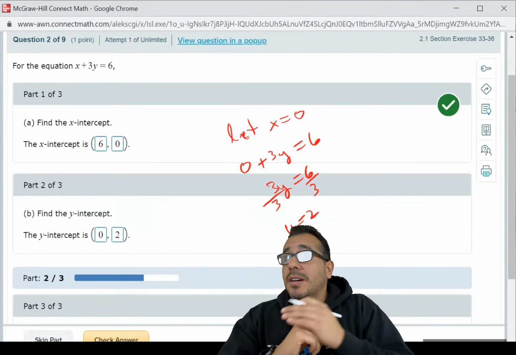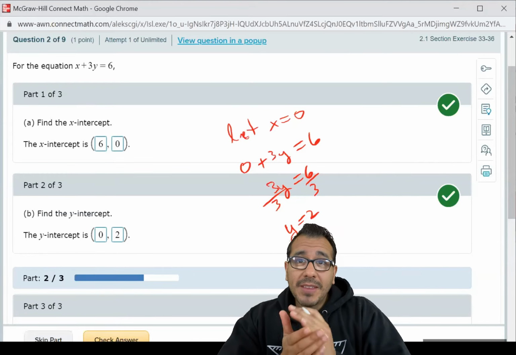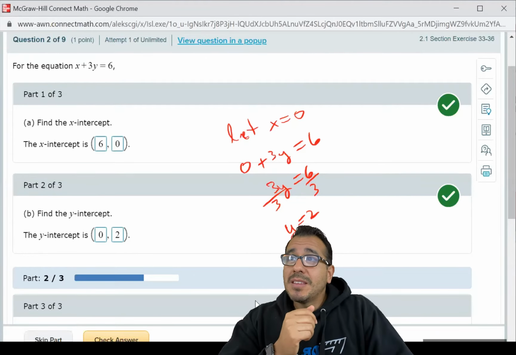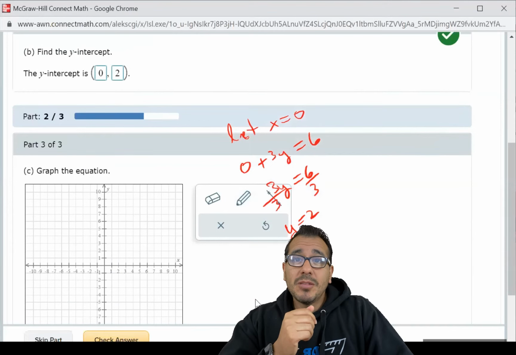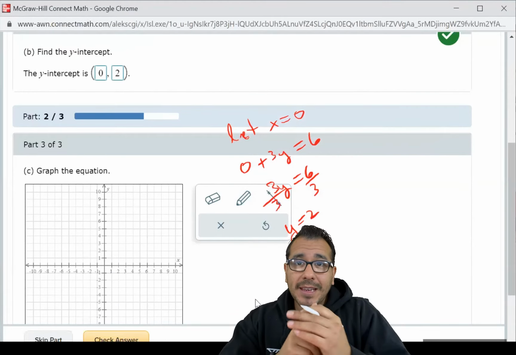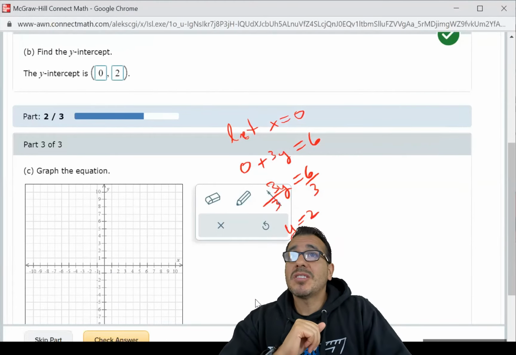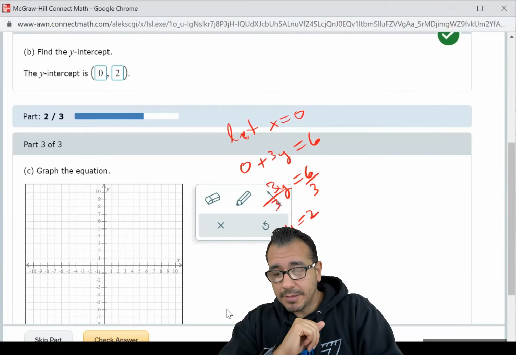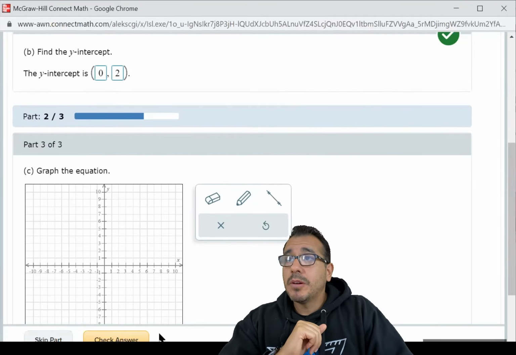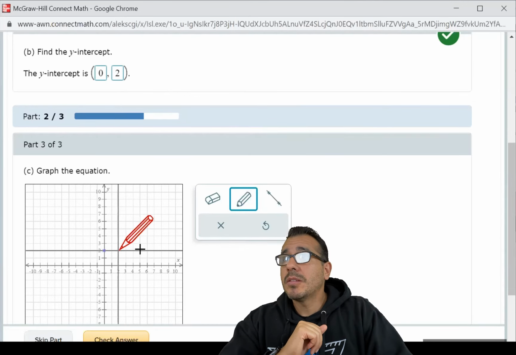And what's nice is if you have the x and y intercept, now this part three is really easy to do. Now it's really easy to find our graph, right? So let's just plot both of those points. So let me clear this. So our first point, our second point was 0, 2. So let me plot 0, height of 2, there's one point.